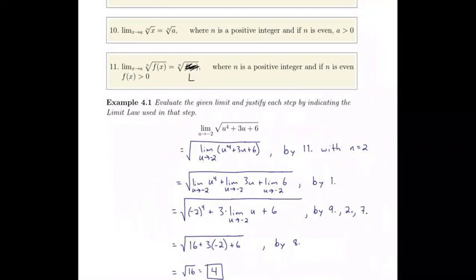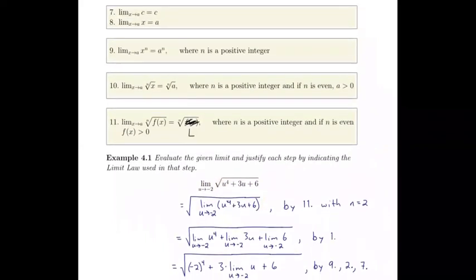So here I'm taking the limit as u approaches -2 of the square root of u to the fourth plus 3u plus 6. So I want to see what this function's limit is as u approaches -2. So I'll use my limit laws, and off to the right, I'm going to cite every time I actually use one of these limit laws. So to make the move from here to here, I'm actually using limit law 11.